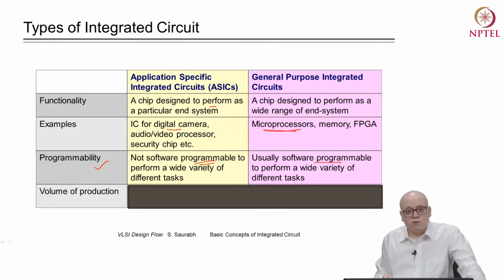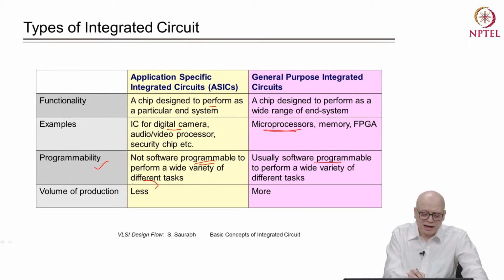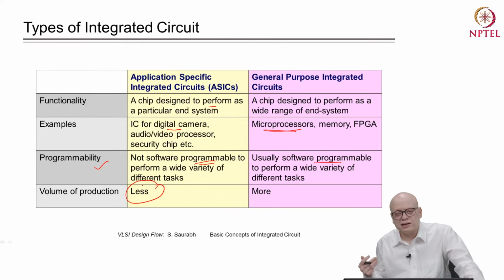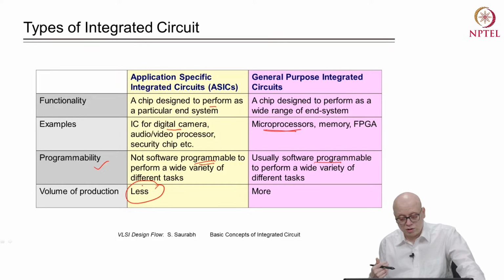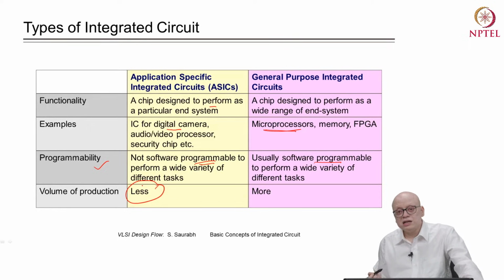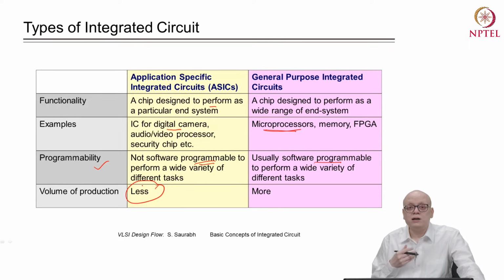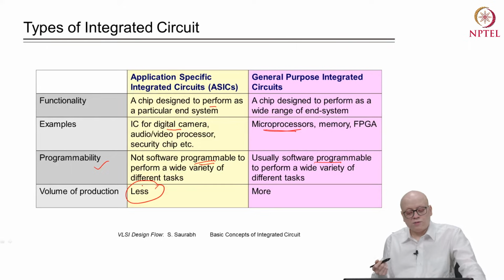And regarding the volume of production, application specific integrated circuits have less volume. Why? Because they are targeted for a particular application and the requirement for those applications may not be of a high volume product. While general purpose integrated circuits like microprocessors and FPGAs are general in nature, and there are wide applications of those chips, and therefore they will be catering to a bigger market, and therefore the volume of production for general purpose integrated circuits will be typically more than for ASICs.